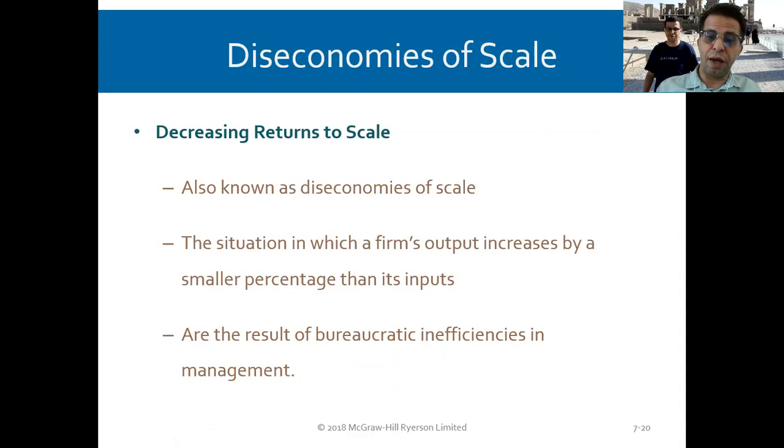So the third type we have is decreasing returns to scale. It's also called diseconomies of scale. It is the situation in which a firm's output increases by a smaller percentage than its input. So you put in 10% more, you get 5% more output. That's a smaller percentage. As a result, maybe because of bureaucratic inefficiencies in the management causing that.